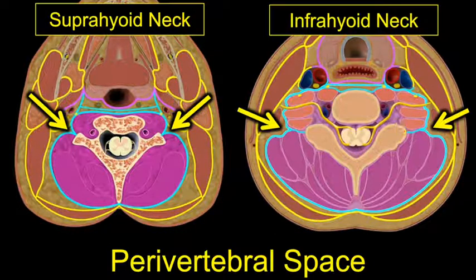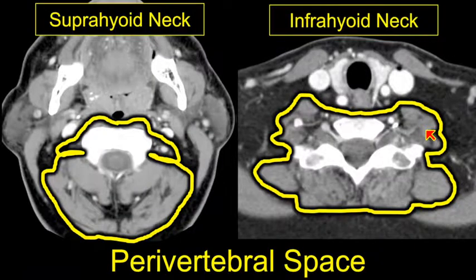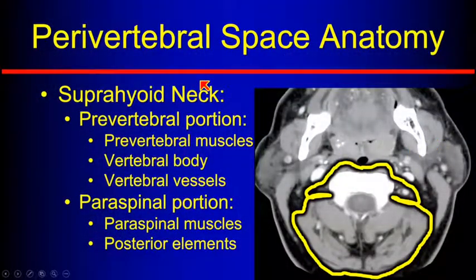So when we think about differentiating these spaces, we remember that those fascial slips kind of go around the vertebral body of that musculature in the suprahyoid neck, but we see that the prevertebral portion looks a little bit larger with the brachial plexus and the scalene musculature in the infrahyoid neck when we think about the perivertebral space. So in the suprahyoid neck, we think about the prevertebral portion as mostly the prevertebral muscles and part of the vertebral body and the vessels, with the posterior portion, the paraspinal portion, being just the paraspinal muscles and the posterior elements of the vertebral body itself.